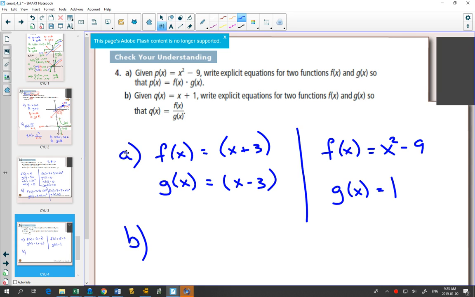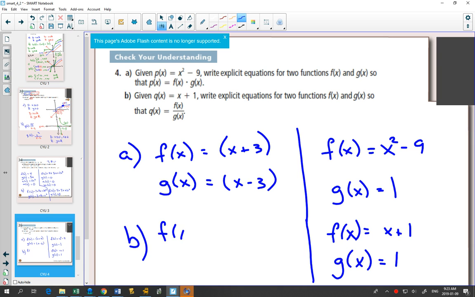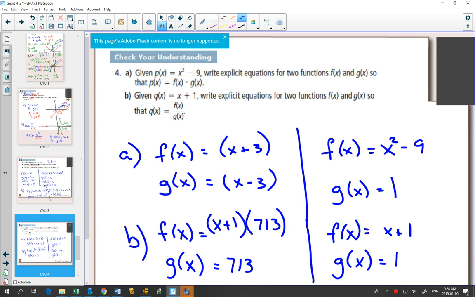And in B, okay, this is one where if they ever did ask this, I would recommend, what would be the easiest one? F of x is x plus 1. What's g of x? 1. Dividing by 1 won't change it. And I would actually recommend that because you could do, okay, I'm going to do f of x is x plus 1 times 713, and then g of x is 713. That would work, right? Kind of pointless, but it would work.